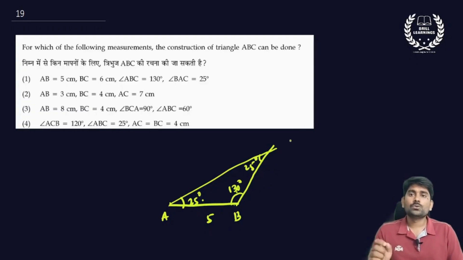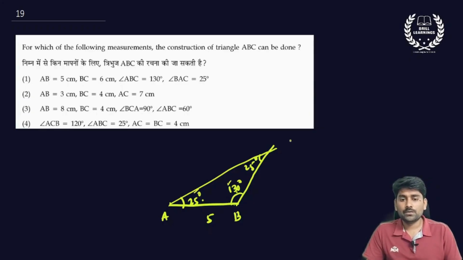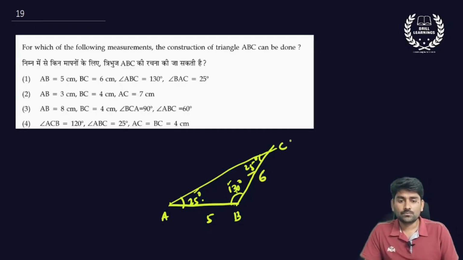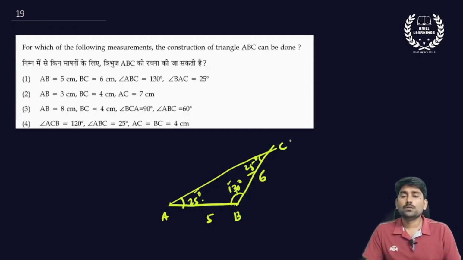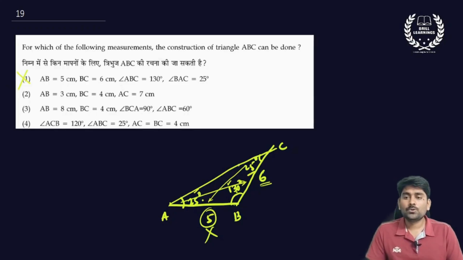Why? Because the total angle in any triangle is equal to 180 degrees. We have 25 here, 130 here, so 155. If I deduct 155 from 180, I'll get 25 here. But the length of BC given here as 6 is not correct. Why? Because in any triangle, angles are in proportion to the sides. Here 25 degrees corresponds to 6 centimeter length, so here also 25 degrees should correspond to 6 only, but they have given 5, which is wrong. So we cannot construct with the help of the first statement. Let's move on to the second option. They have given AB, BC, AC lengths here.